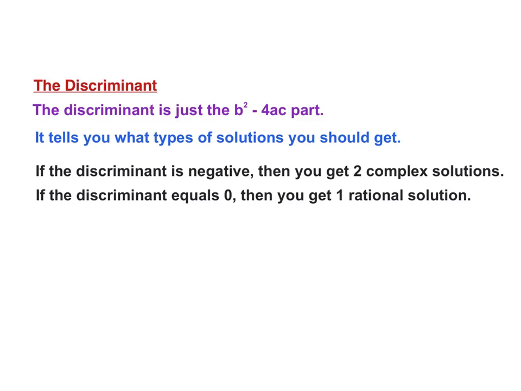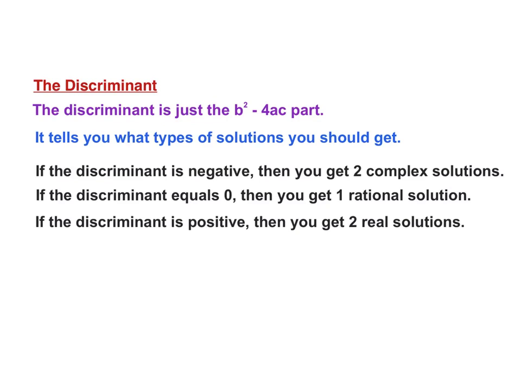So what's missing? What's left? If it's positive, like what we just did, the problem we had, what was underneath the radical was 180. That was positive. And I got two real solutions. Okay? And the same thing is true here. If the discriminant is positive, you get two real solutions. There is a sub-characteristic about a situation like this that we're going to talk about.